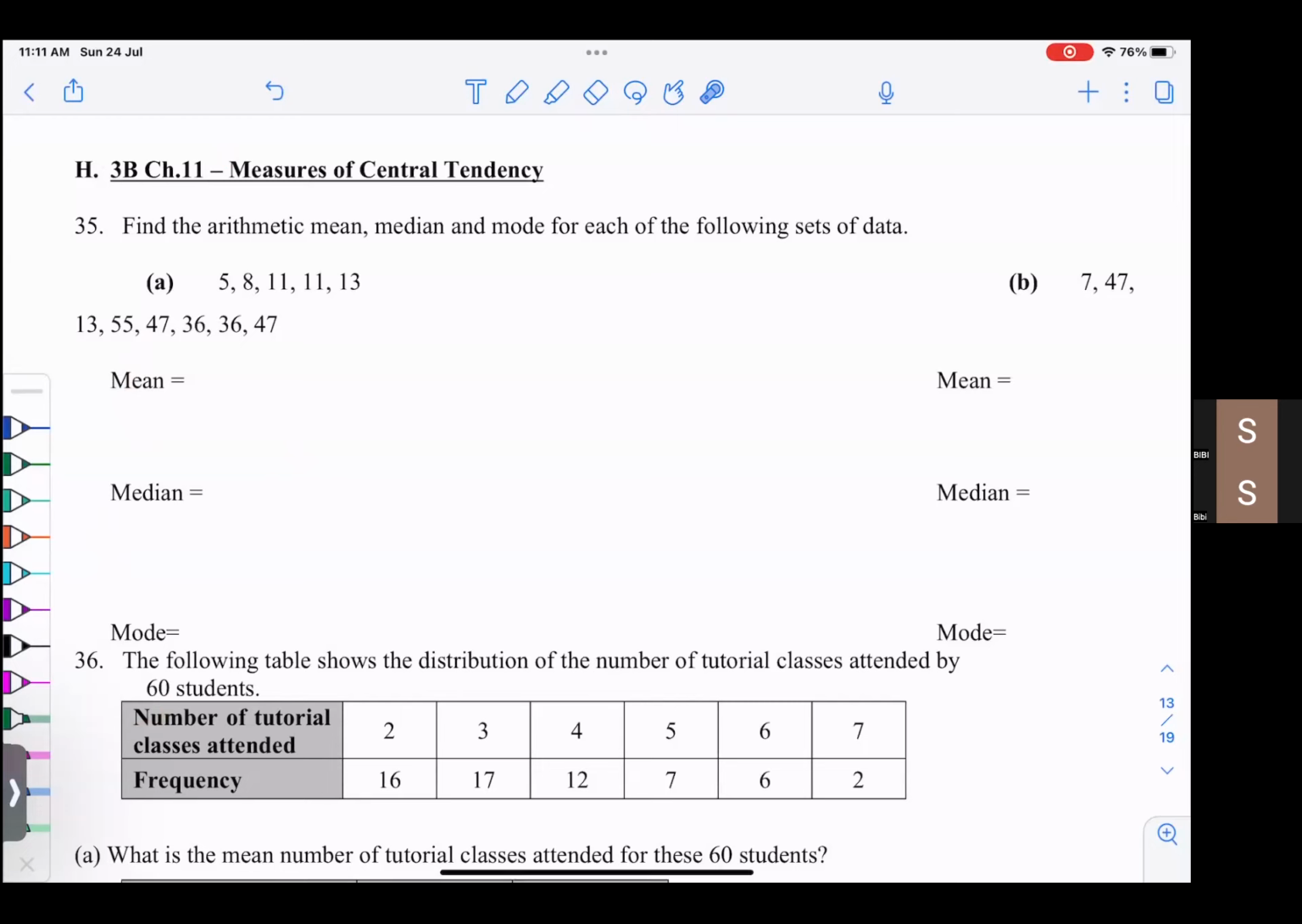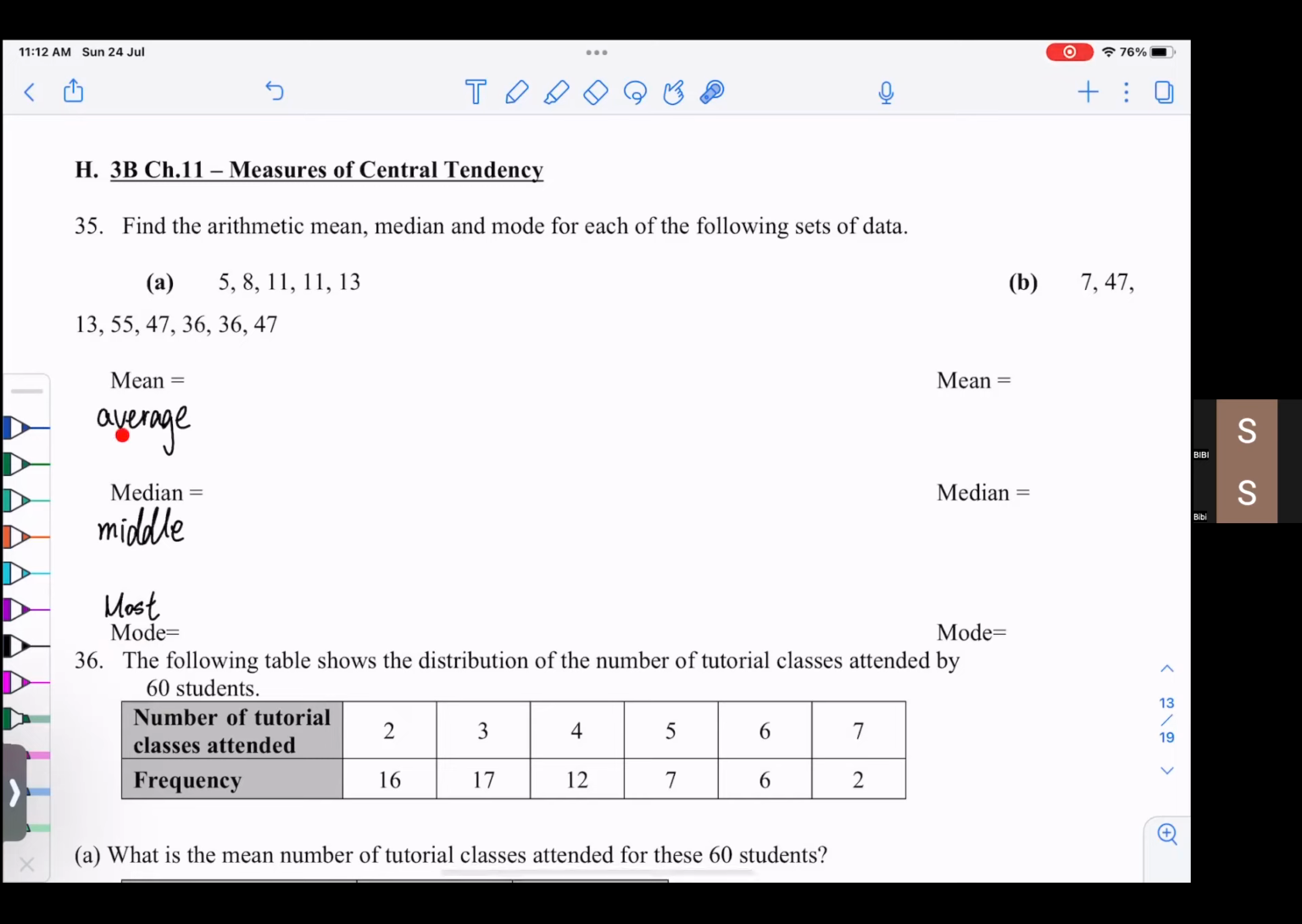How do we know which is which? Well, mean refers to average. Median refers to something that's in the middle. Mode refers to the most frequent, the one that comes the most. So let's start doing the questions, then you might get an idea.